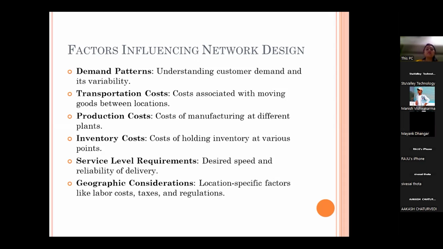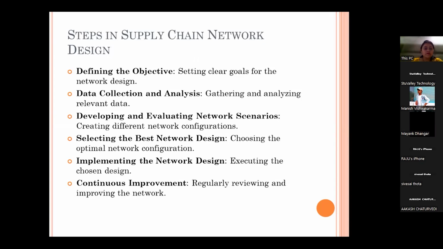It depends on the business type or model and which industry we are talking about. Now, the supply chain network design steps: how will we design the supply chain network? What are the steps, and why do we need a plan or guide to make a supply chain network? Firstly, we define the objective, setting clear goals for the network design.